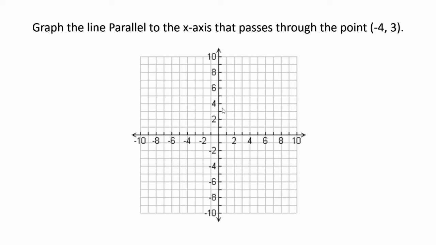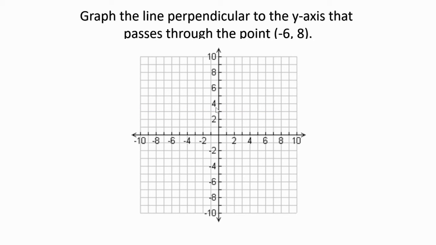Graph the line parallel to the x-axis. Which one's the x-axis? Well, remember, it's this one. So to be parallel, it's going to be another line that goes straight across. And the point -4, 3 is going to be right here. To be parallel to the x-axis, it would have to go straight across, so the equation of that line is going to be y equals 3. Remember, it goes through the y-axis at 3.